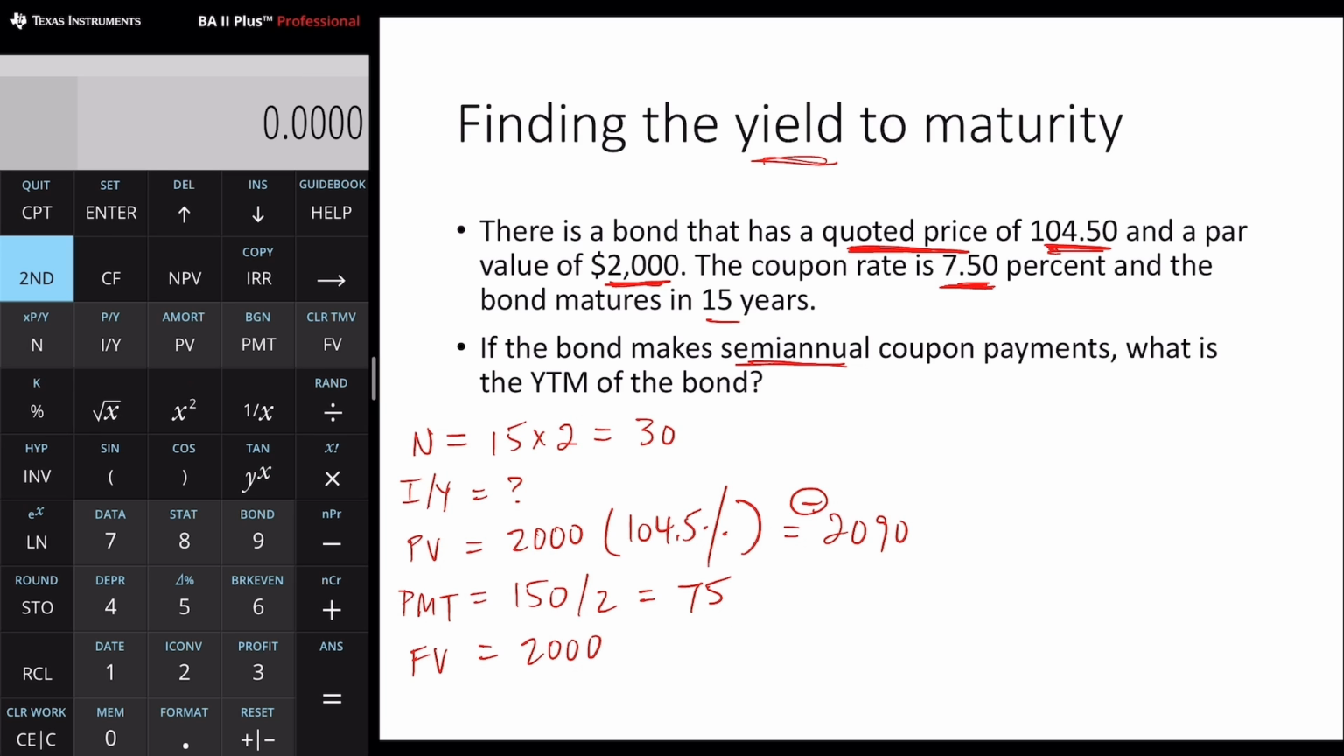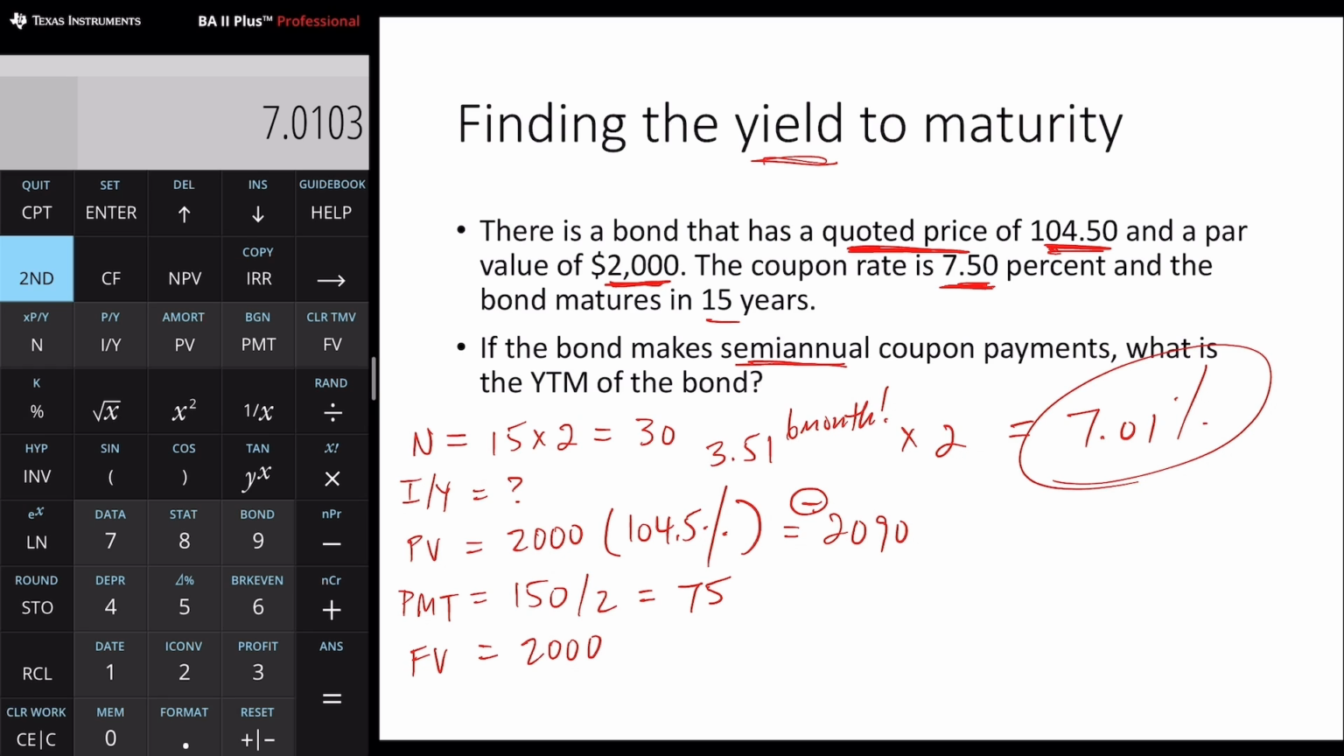All right, so now let's go ahead and put this into the calculator. We have 30 for our N, negative 2,090 for our present value, 75 for our payment, and 2,000 for the future value. Now we compute the I over Y, and that gives us 3.51. Now, importantly, we have to multiply this by 2 because that represents 6 months. So we do times 2, and that equals 7.01%. And that is the yield to maturity.